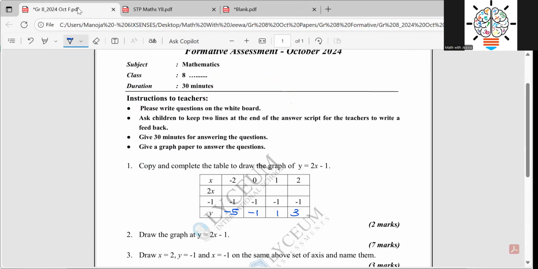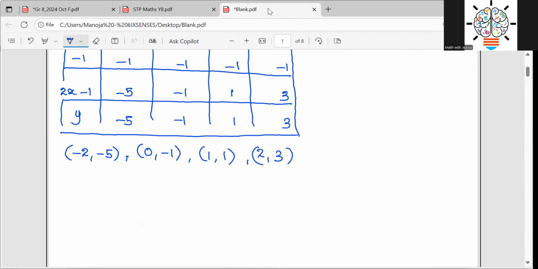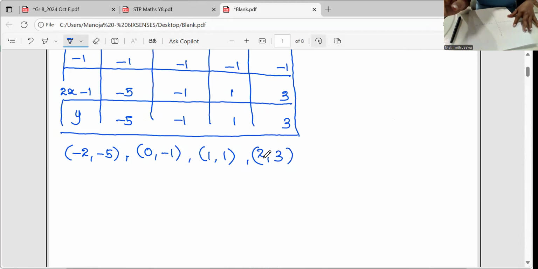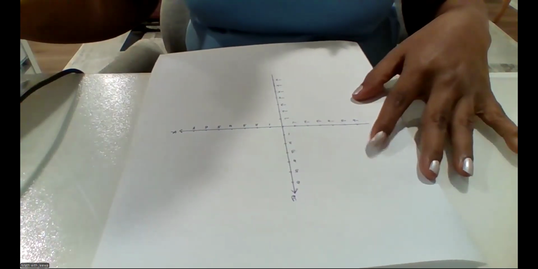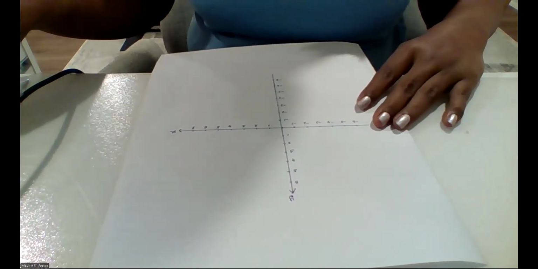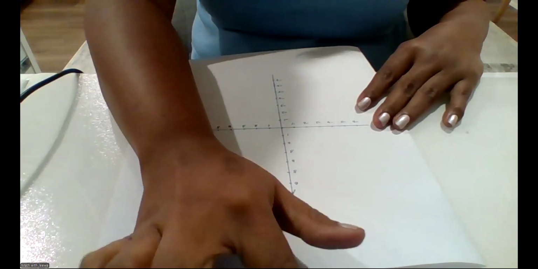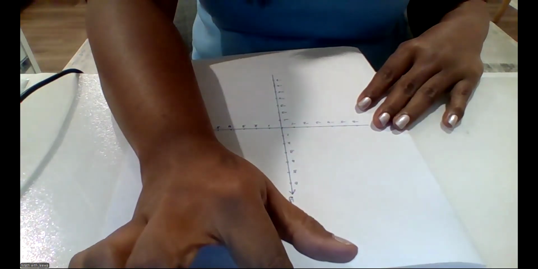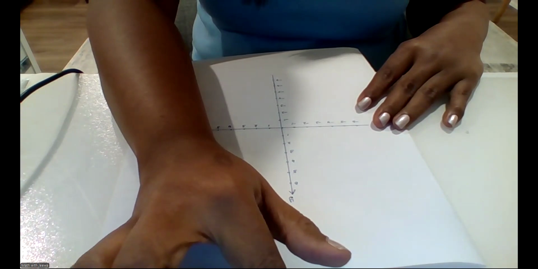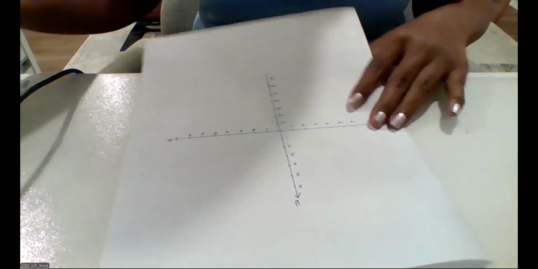Draw the line. Okay, the second one we want to draw the line. So now I'm moving to the, wait, I will show you. I'll stop sharing and show you how I'm going to draw the graph, right? So what are the coordinates we had? -2, I want to check it again. -2, -5. Okay, -2, -5.